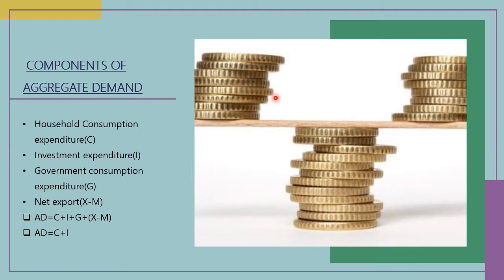Okay, so before going to the aggregate supply, we have the components of aggregate demand. Okay, what are the components of aggregate demand? They'll ask what are the components. You have 4 components. First one is household consumption expenditure. First one is we are consuming.